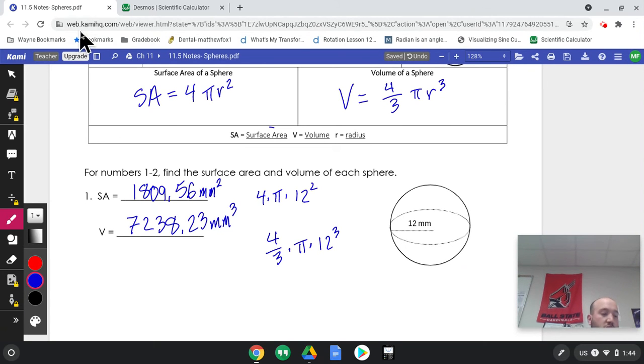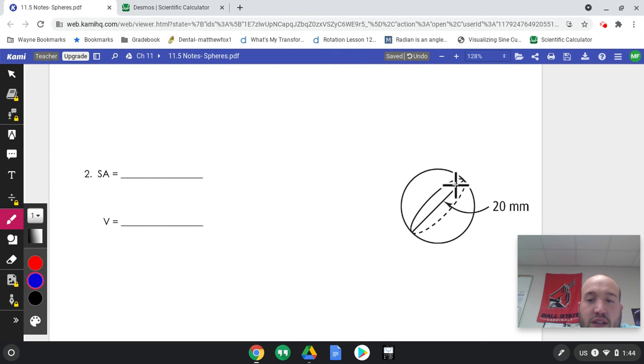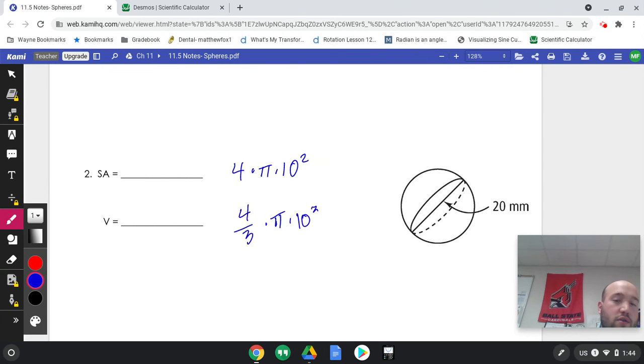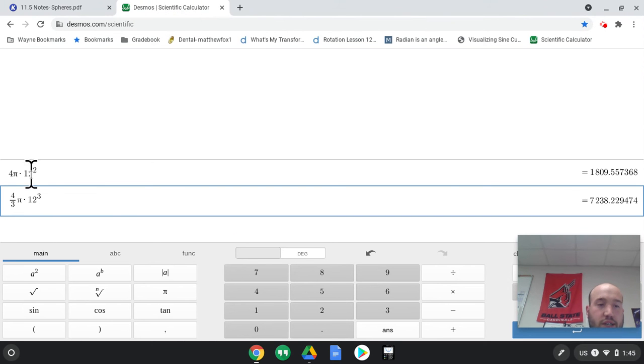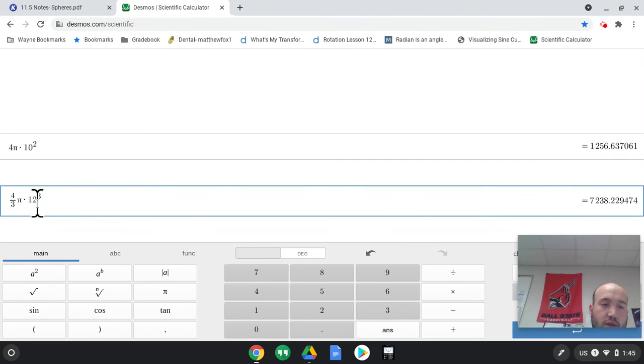So same thing, number 2, except this time, different shape. So you can see this one, they tell us 20, that's the whole way across. So if that's the diameter, the radius will just be 10. So 4 times pi times 10 squared. And for this one, it's 4/3 times pi times 10 to the third. So we go here. I'm just going to click in here and change that 12 to a 10. And then on this one, I'll click in, change the 12 to a 10, so for 10.